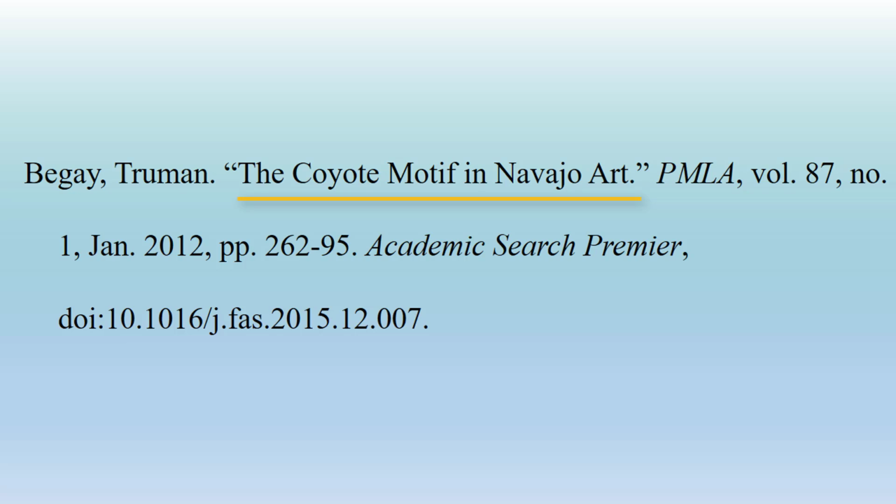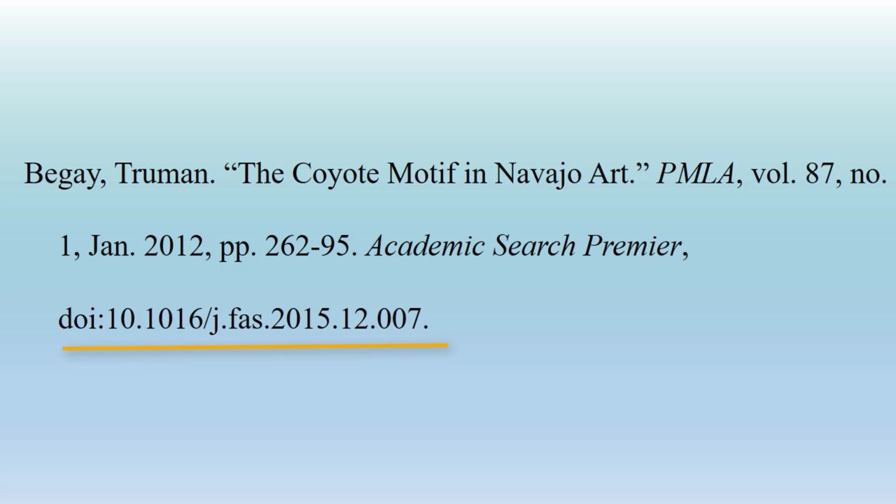Next, the title of the article in quotes, followed by the journal title in italics, volume, abbreviated VOL period, and number written as NO period. Write the date in MLA style and the page numbers. Next, we include the title of the database in italics and now the location.